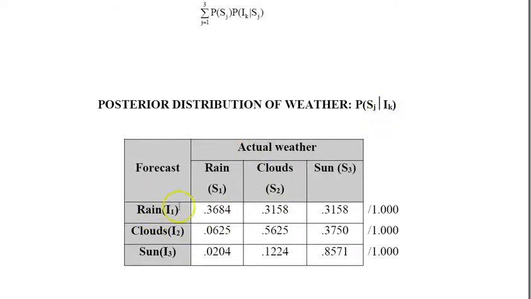which means given rain, I have a row of probabilities here for rain, sun, and cloud. Given the forecast is cloud, I have rain, cloud, and sun, and the same thing given the forecast called for sun. These are my probabilities for actual rain, cloud, and sun.